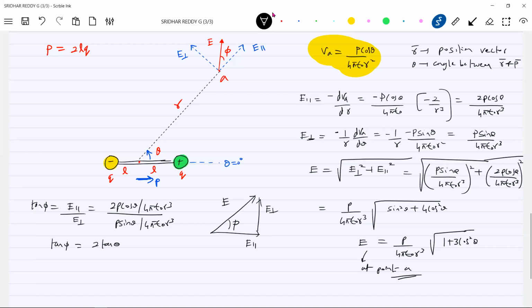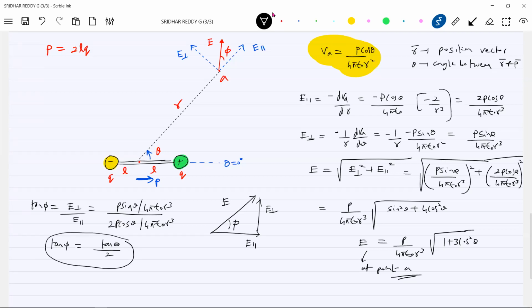Tan phi is opposite by adjacent. I'll make changes. Thank you for the correction. This will become tan theta by 2, not 2 tan theta. Tan theta all divided by 2. Okay, there's a relationship between this one.